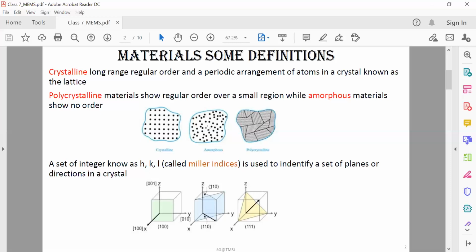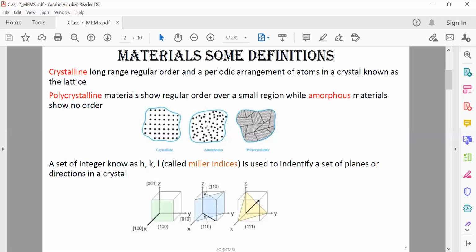Okay, polycrystalline is also an important material, which is sometimes used as a sacrificial layer and sometimes as a structural layer in the case of MEMS. It is achieved by the CVD technique, chemical vapor deposition, or sometimes by the ion beam deposition technique. Okay, we can get the polycrystalline material.